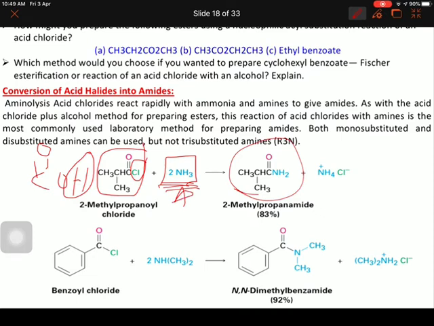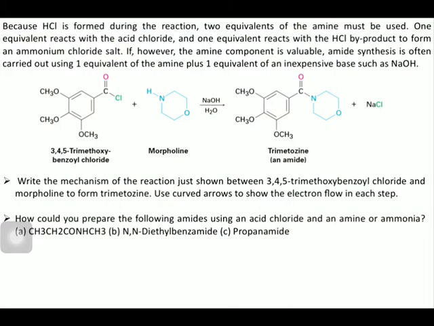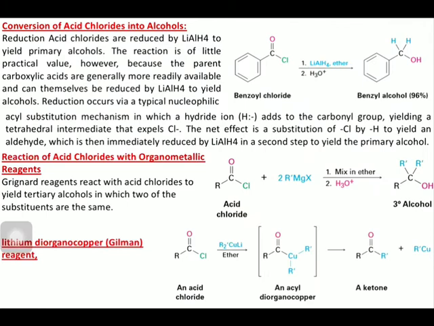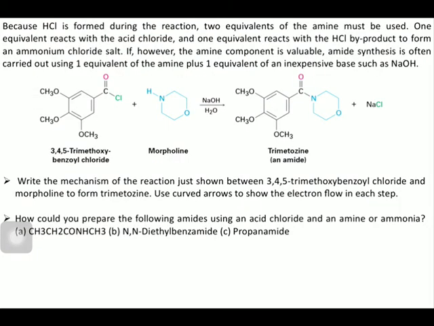So usually we use 2 equivalents of amine. One equivalent is for reacting with the acid halide. The second one is to play as a catalyst. This is a very famous reaction, more reactive than the DCC reaction, and cleaner, with high yield. So this is just an example of the reaction of acid halide with the amine to get the amide.